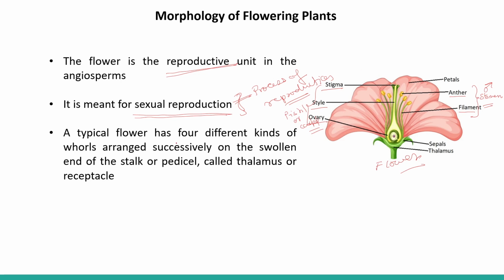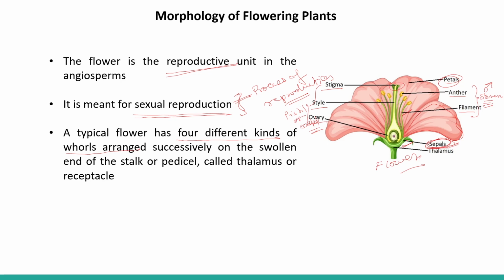So a typical flower has 4 different kinds of whorls arranged. Here we can see the outermost whorl, that is the sepal. It is green in color because it possesses chlorophyll pigment in the plastid. The next inner whorl is the petal. Here you can see petals. The next inner whorl is the stamen, and the innermost whorl is the pistil or carpel.